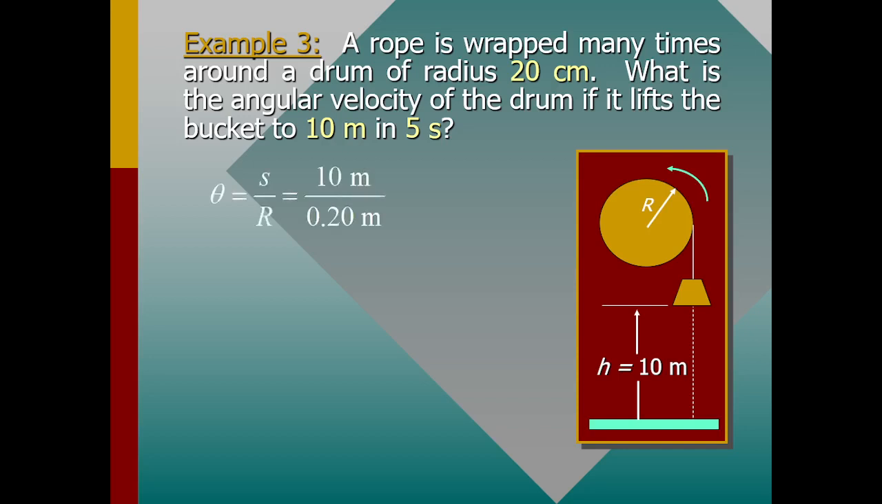This question. The first thing, look for the angular displacement. Using the formula, angular displacement is equal to arc length over radius. The arc length is the same height which has been utilized, which is 10 meters. The radius is 20 centimeters. When you work that out, it's going to give you 50 rad.